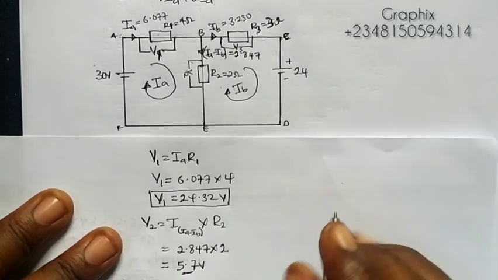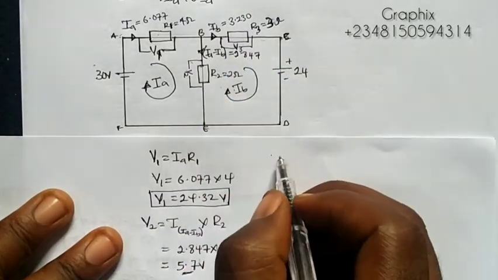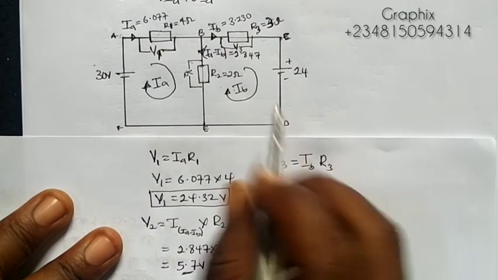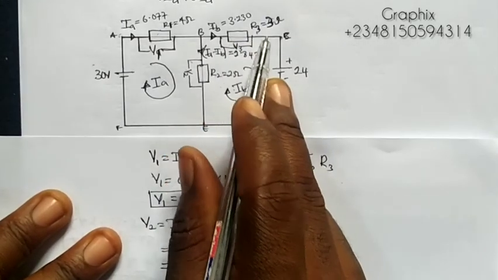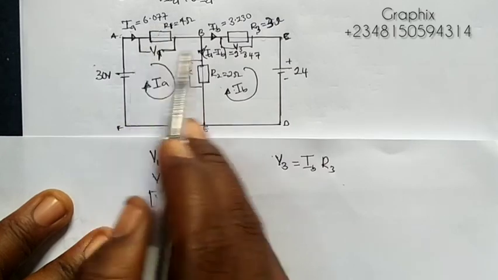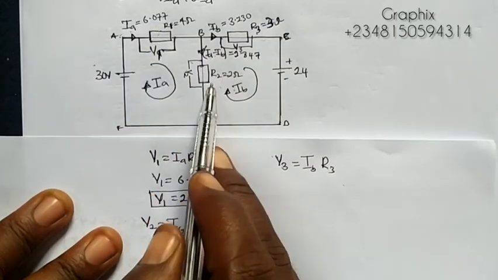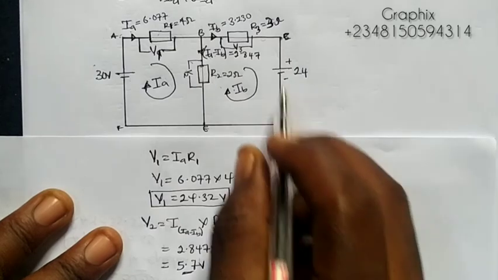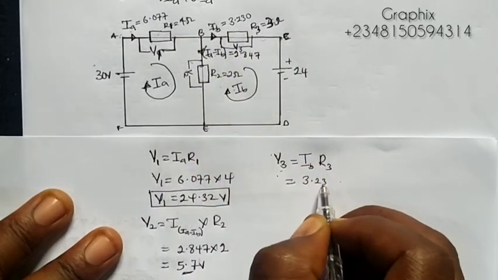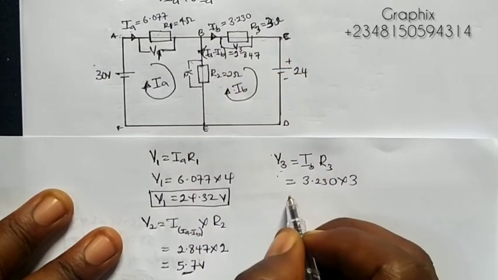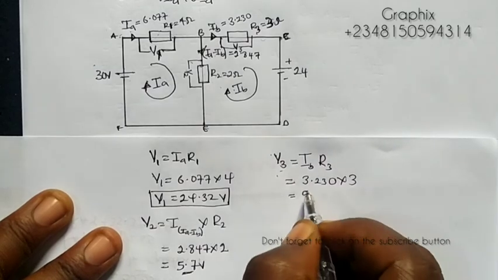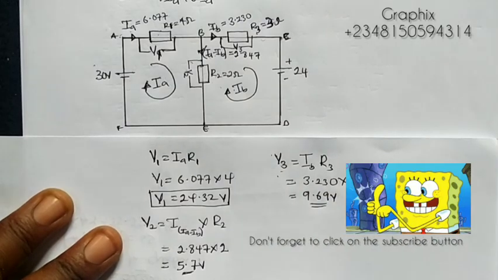And we will be told also the voltage drop across the R3 resistor. So V3 will be equal to IB R3, because it's IB that is flowing through R3. IA is flowing through R1, so it's IA R1. IA minus IB flows through R2, so it's IA minus IB times R2. Those are the voltage drops. So V3 will be IB times R3. IB is 3.230 times R3, which is 3. So we're going to be having 3.23 times 3, 9.69 volts, right? So these are the voltage drops here.